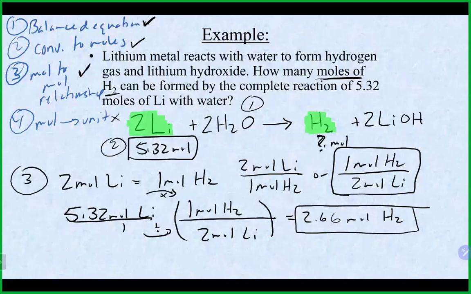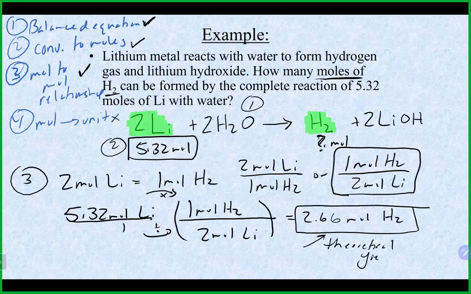This, by the way, is what is sometimes referred to as a theoretical yield, and that is how much of our product we should get out. That number represents the amount of moles of our product that we should get out if we started with our 5.32 moles of lithium. Everything went perfect, no side reactions, nothing was lost. That's your maximum number of moles you should get out of your product, which is our theoretical yield, which again we could convert to grams to know how many grams we would get. Any questions on that one?